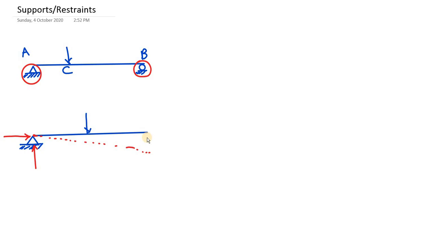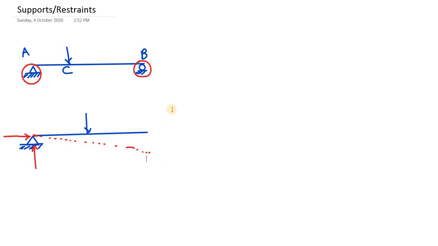That's why when we show the possible reactions of this support, we only show a vertical reaction and a horizontal reaction. We don't show any moment reaction being developed. Why? Because this support is unable to prevent this rotation. If it is unable to prevent this rotation, it means it is unable to develop a reaction moment that would be necessary to prevent that rotation.